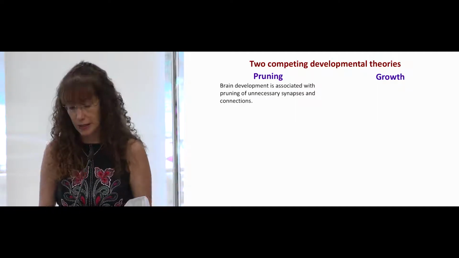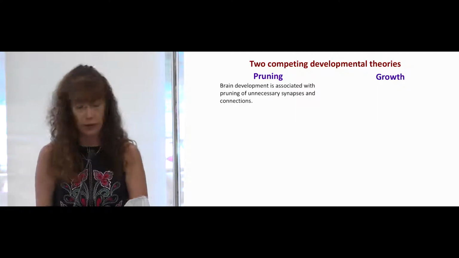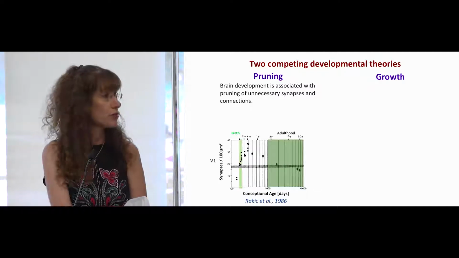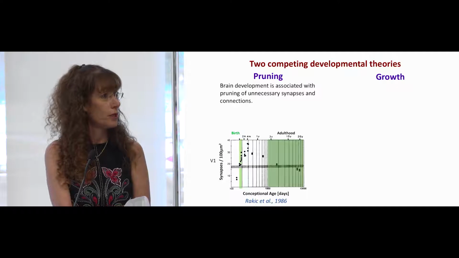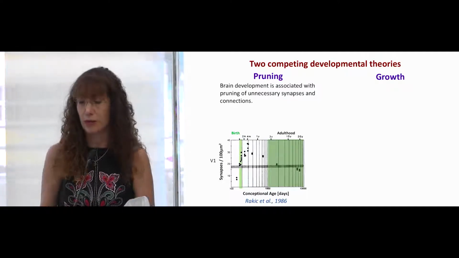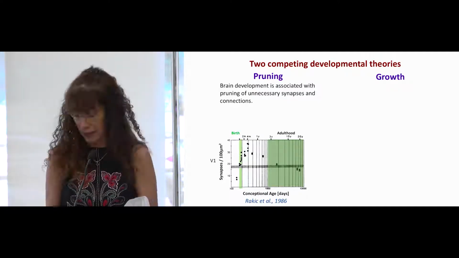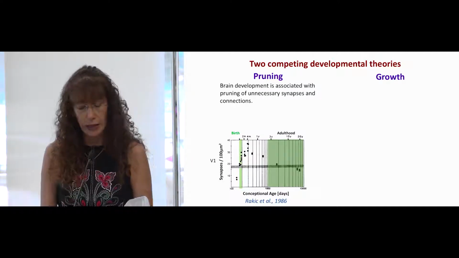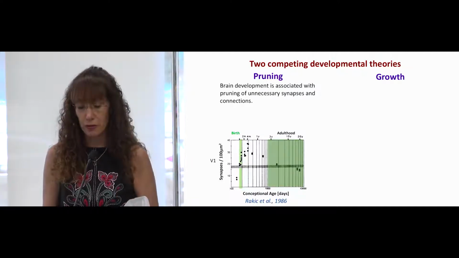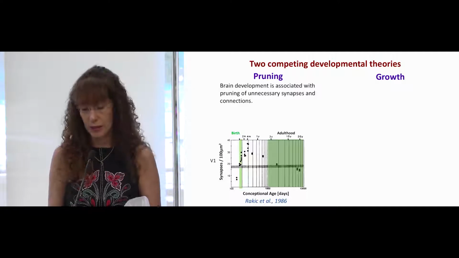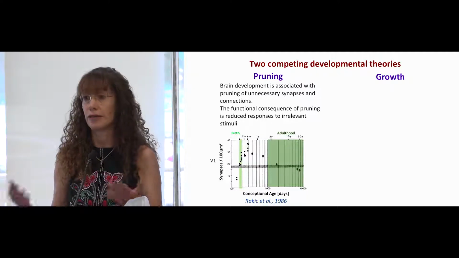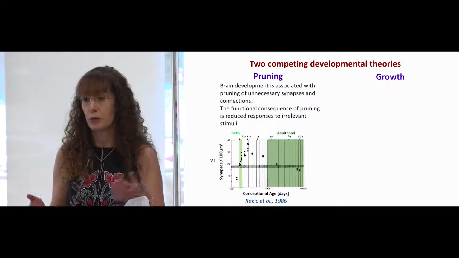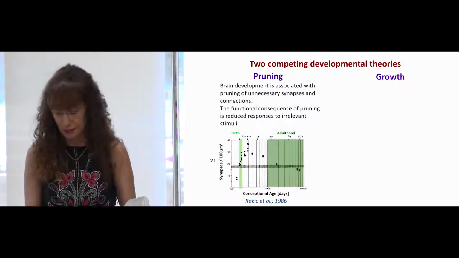For example, this is data from a classic study by Pasko Rakic and colleagues that shows that after some initial increase in synapses from 4 months old to adulthood, the number of synapses and connections decreases in macaque V1. The researchers have also postulated that the functional consequence of pruning is reduced responses to irrelevant stimuli. So if you're in a face-selective patch, it predicts reduced responses to things that are non-faces.